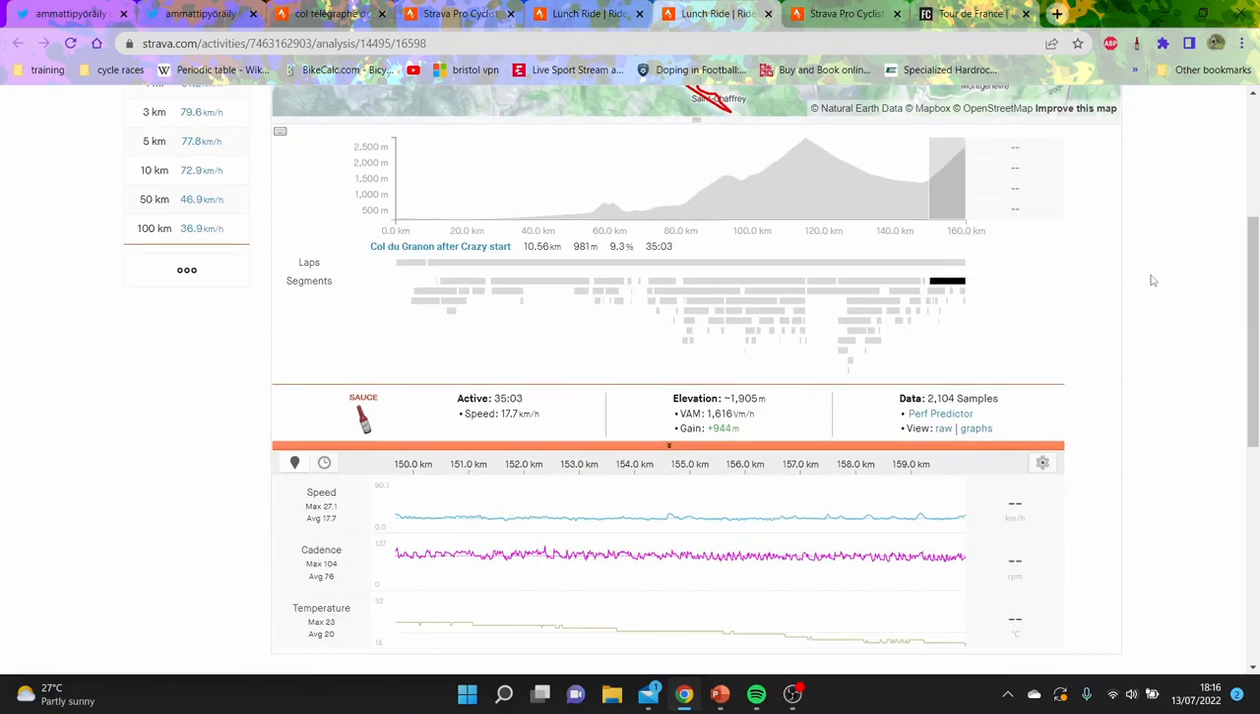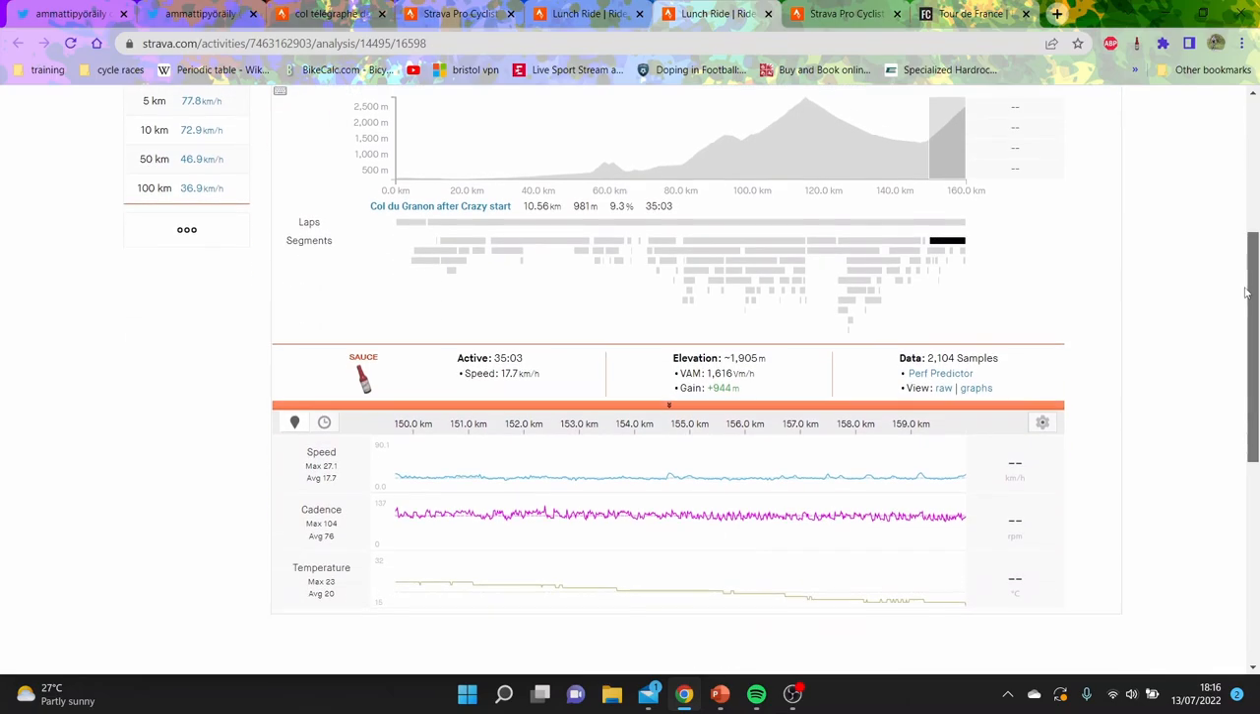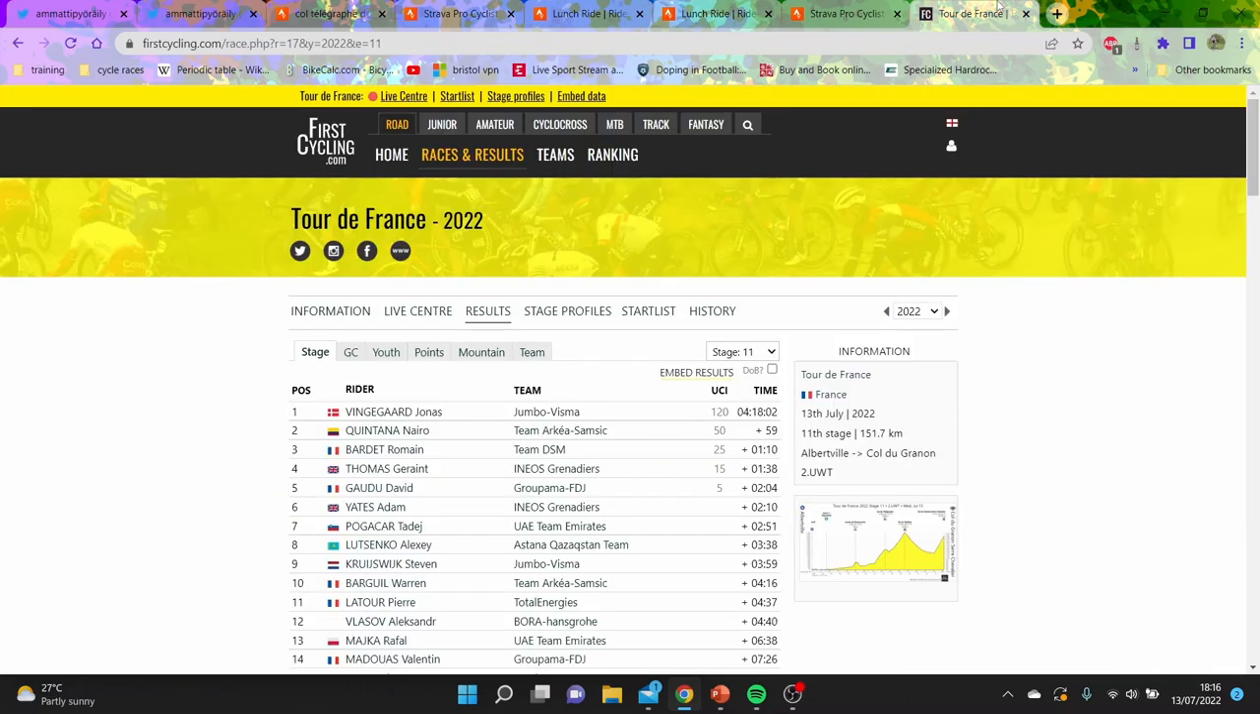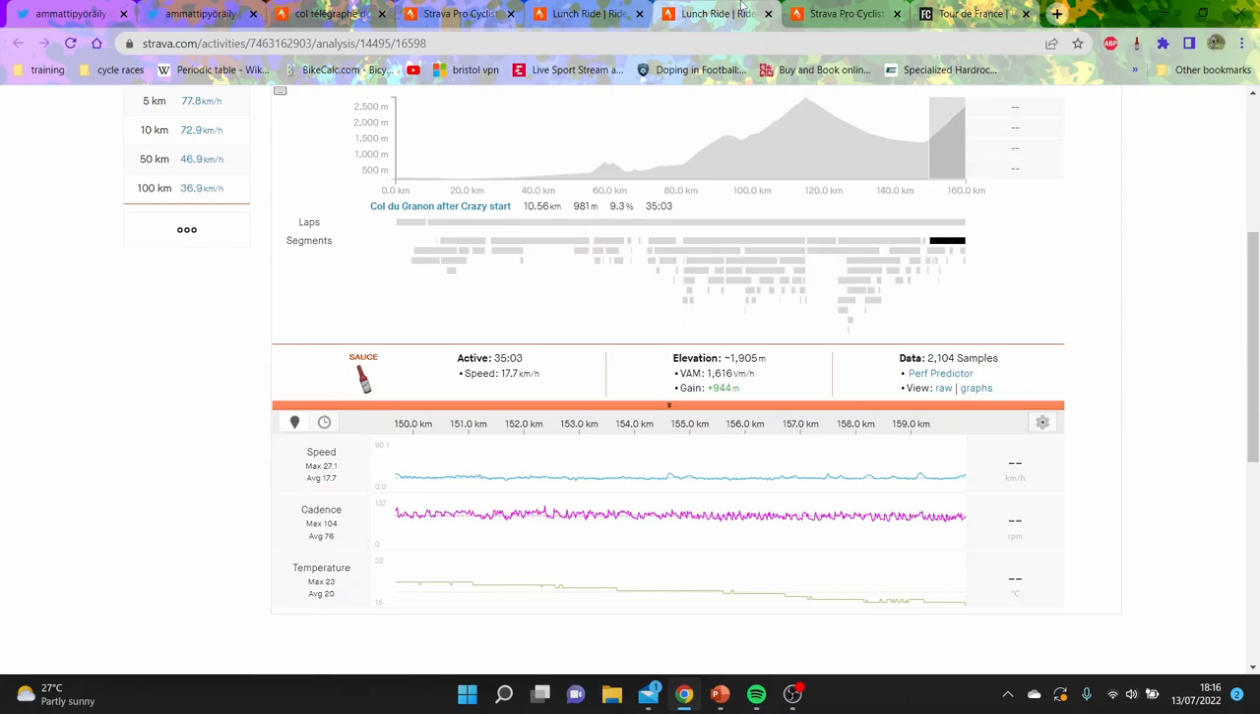Now, he has the KOM up here, and he did 1600 VAM, and he got put a minute 10. That is quick. Like, the segment isn't the same as what I'm going to show you in a minute, but you think 1600 VAM, and he's got put a minute into, that is bonkers.